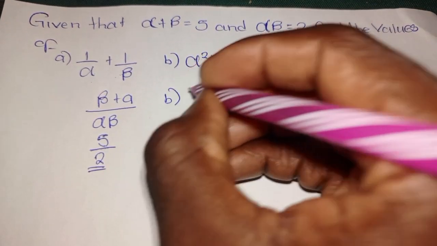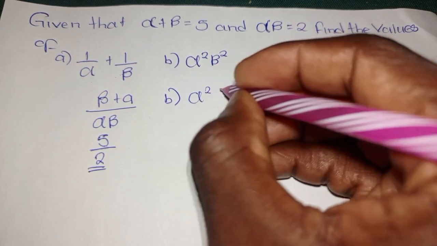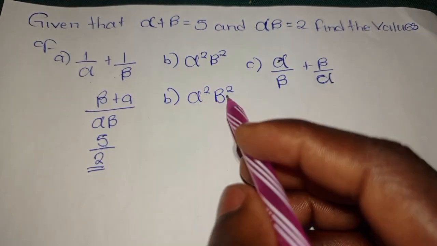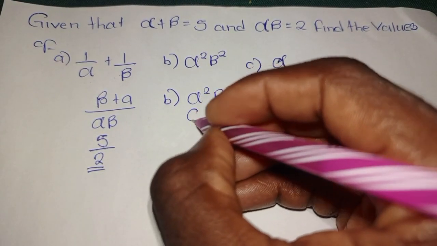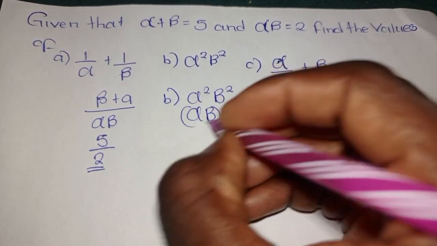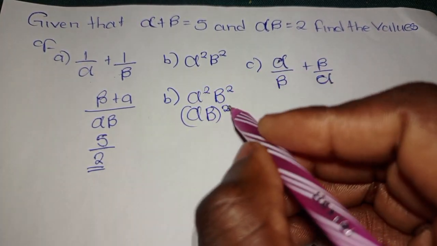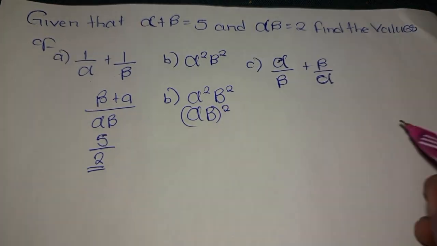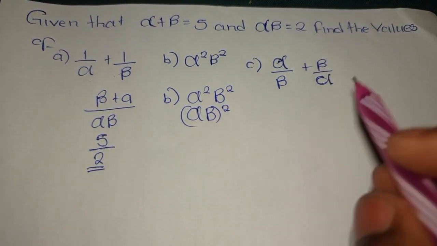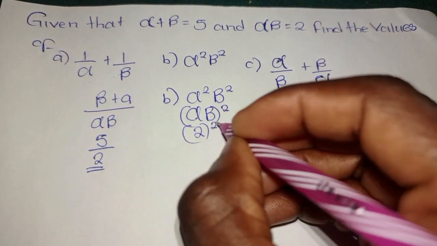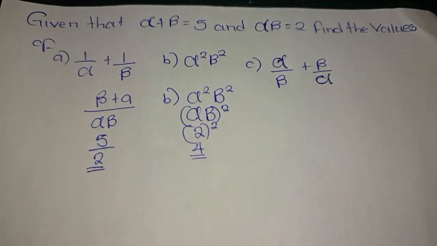Then B, you have alpha squared, beta squared, where this basically is alpha beta squared. Remember, the 2 is distributed equally. Even there, it also means the same. So alpha beta is basically 2, and 2 squared is basically 4.